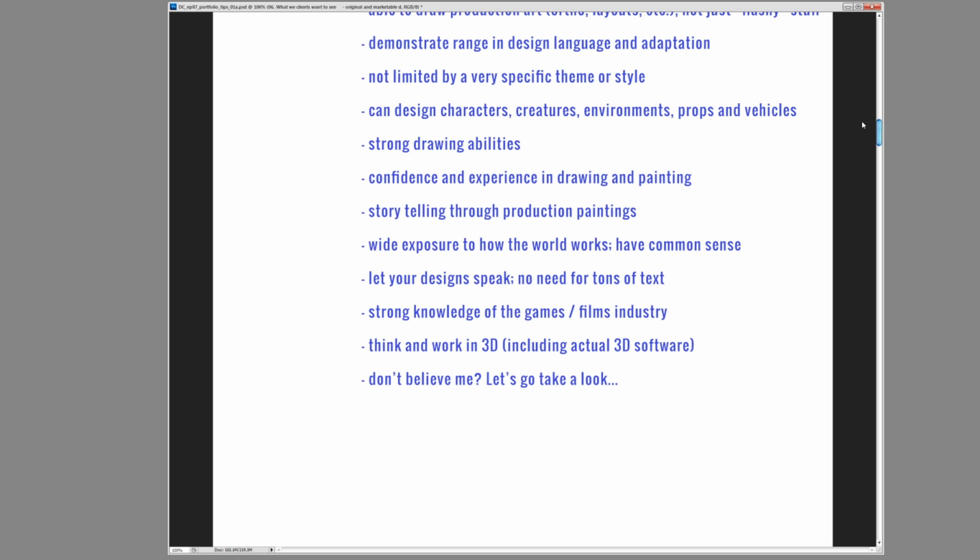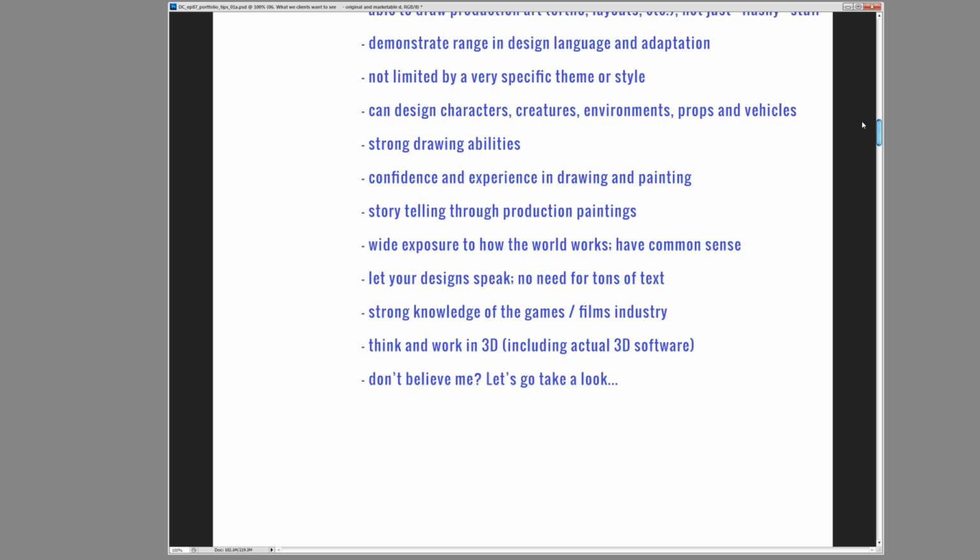Next, wide exposure to how the world works. Okay, have common sense. This is something related to the Design Cinema episode, but demonstrate to us that you're very well aware of how the world works around you. How do plants grow, how do animals walk? When a lion is standing on a rock, what is its paw position? When a vehicle comes to a stop, where are its tires? When a soldier shoots a gun, where is the shell casing ejecting from? These sound like common sense, but if you're not doing this every day and learning about it, it could look very bad if you make these mistakes, because we could tell you're not good at this stuff.